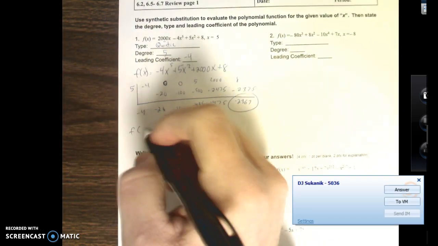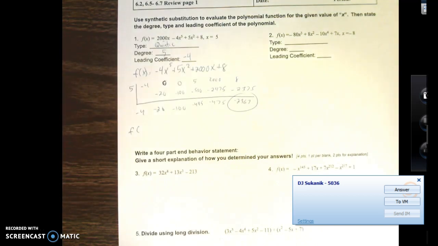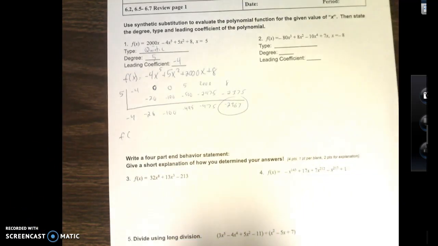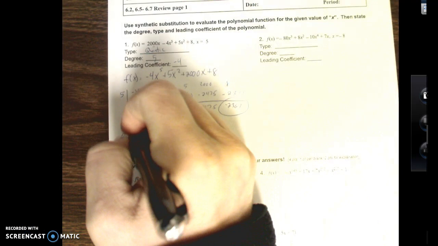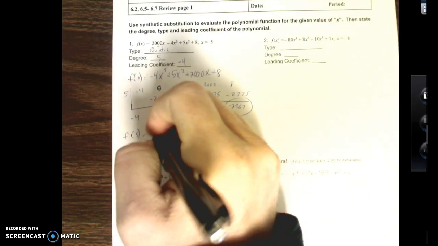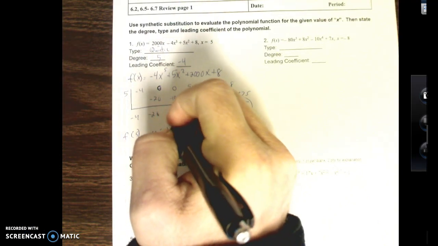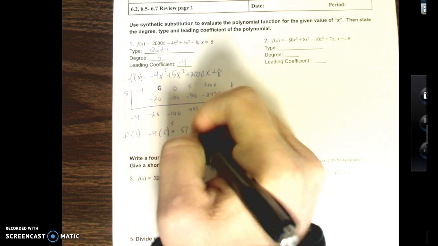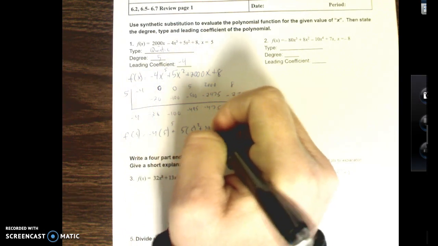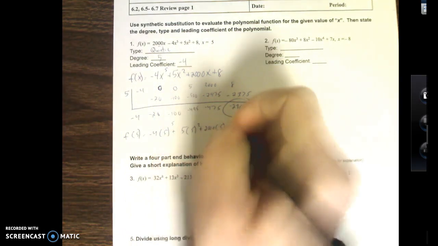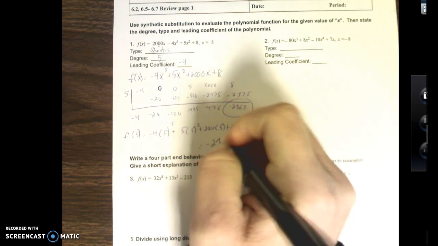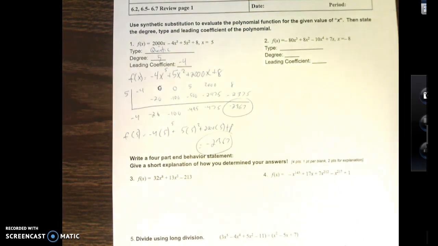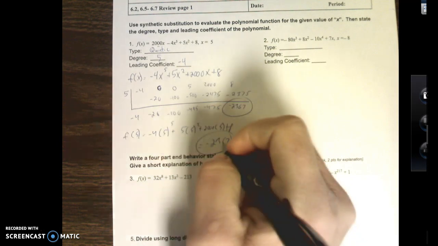If I wanted to go back to the original problem, here's my standard form. You could also just take 5 and plug it into everything. So if I would do negative 4 times 5 to the fifth plus 5 times 5 squared plus 2,000 times 5 plus 8, I would get the same thing. So that's just something that you could do if you'd like. That's a 6, by the way.